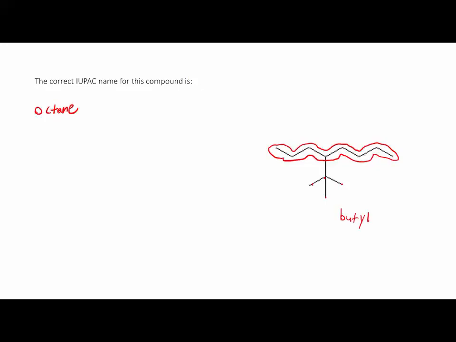It has a butyl side chain, but this is a tertiary carbon. It's bonded to 3 other carbons, so you'll put tert in front of it. So you have tert-butyl. This is a tert-butyl group, and that's at the 4th carbon. So 4-tert-butyl. The correct name for this would be 4-tert-butyloctane.